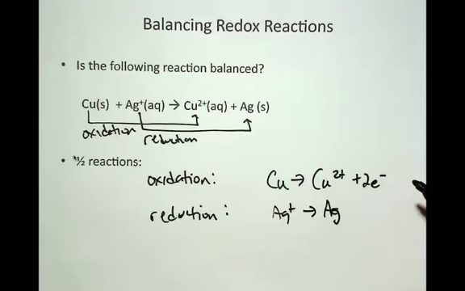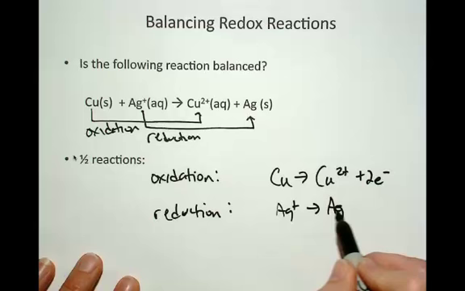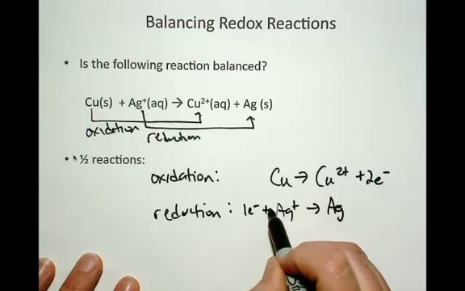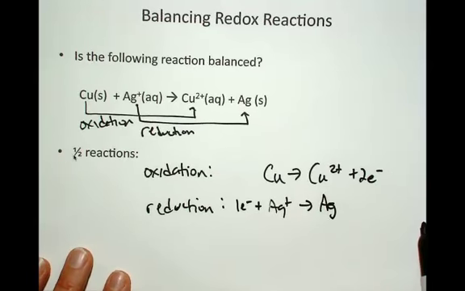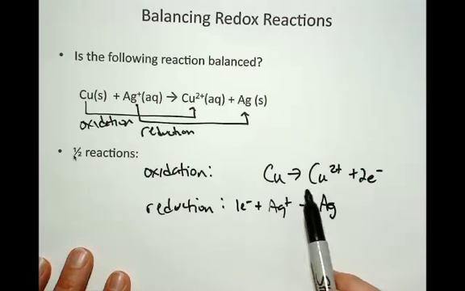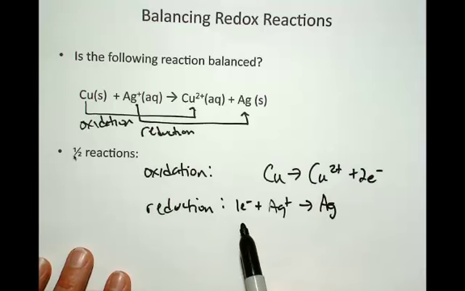oxidation, loss of electrons. In this case, to balance out the charge, we add 1 electron to this side. Now, if we were to add these two reactions back together to make the whole reaction, the mass is balanced, and the charge in this little half reaction is balanced, and the charge in this little half reaction is balanced.